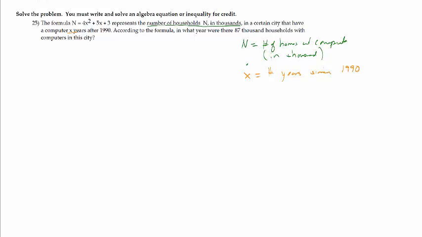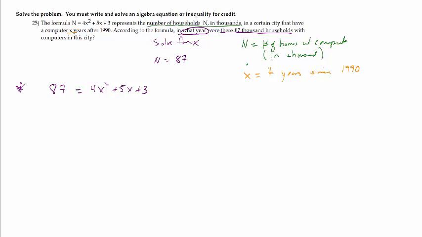So now we're asked, in what year? Am I asking you for x or for n? Well, x deals with years, so solve for x. And then when there were 87,000 households with computers, that's telling you n is equal to 87. So I want you to solve for x when n equals 87. My equation is going to be 87 equals 4x squared plus 5x plus 3. And this is very typical of solving applications where you're given a function or a formula to use.